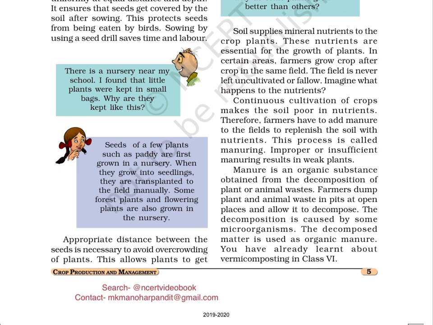Therefore, farmers have to add manure to the fields to replenish the soil with nutrients. This process is called manuring. Improper or insufficient manuring results in weak plants. Manure is an organic substance obtained from the decomposition of plant or animal wastes. Farmers dump plant and animal waste in pits at open places and allow it to decompose. The decomposition is caused by some microorganisms. The decomposed matter is used as organic manure. You have already learnt about vermicomposting in class 6.